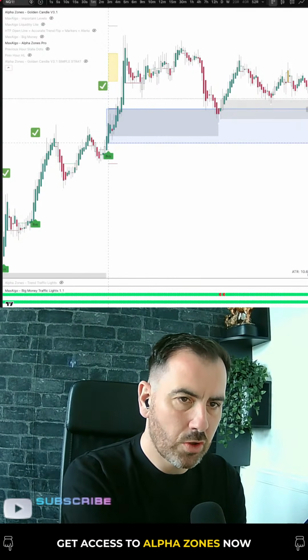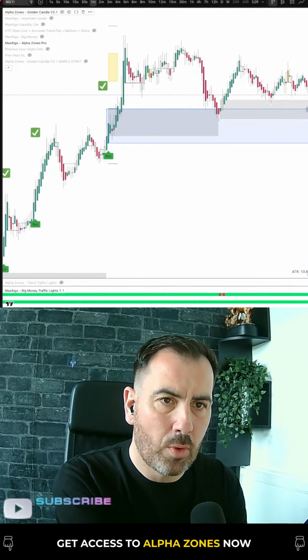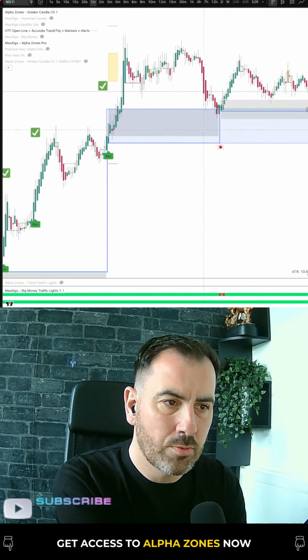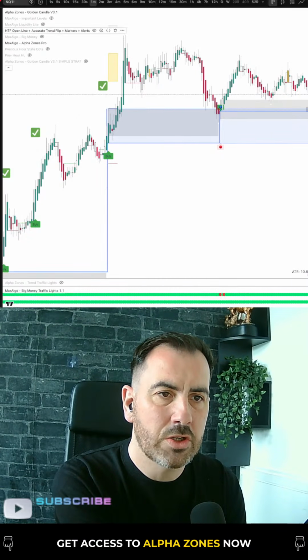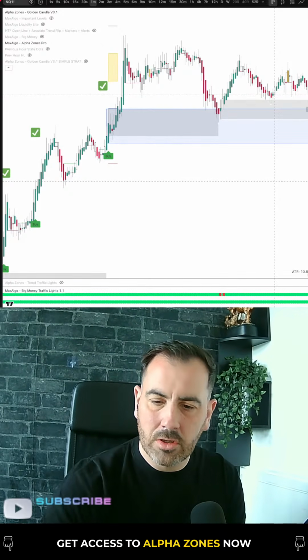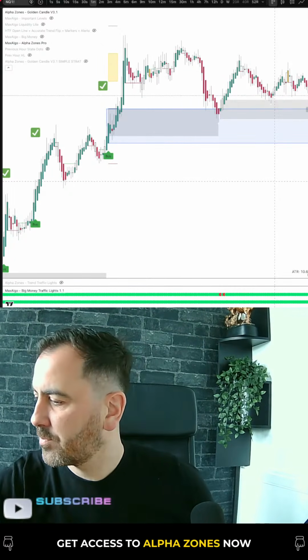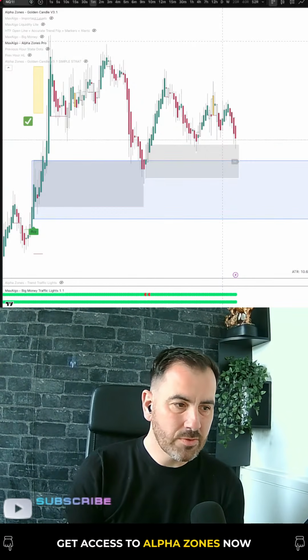So for me to get a short, I don't want to be taking shorts on a bullish alpha zone, as we can see, it's up here. I don't want to be taking a short unless it's taken the low of the previous hour, because then I've got conviction that it'll go in the right direction for me. But we're just going to have to wait and see.